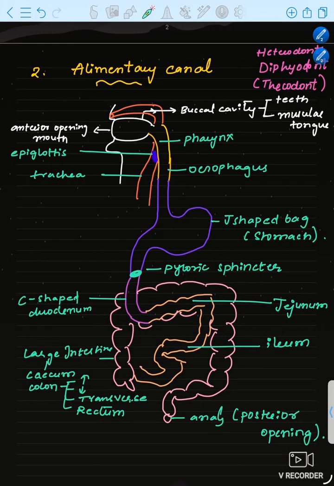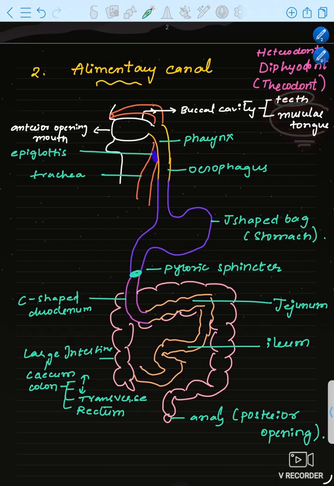Okay, first thing is the alimentary canal. Let us know the physiology of digestion: parts of the digestive system and digestive tract. First one, what is the anterior opening of the alimentary canal? That is the mouth. You can just check in yourself also when I'm saying it. The mouth leads to the oral cavity or buccal cavity. In the buccal cavity you can find teeth and a muscular tongue.